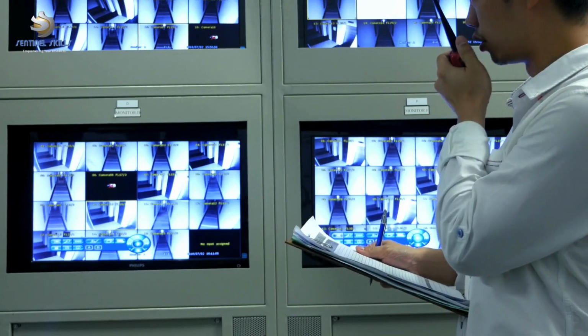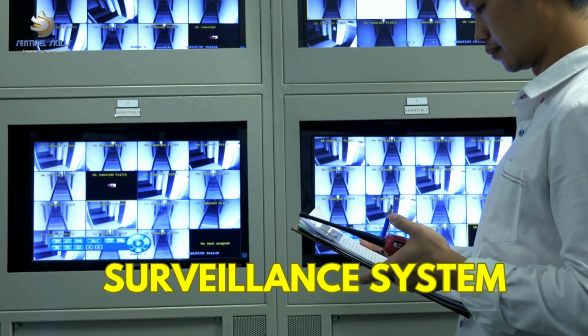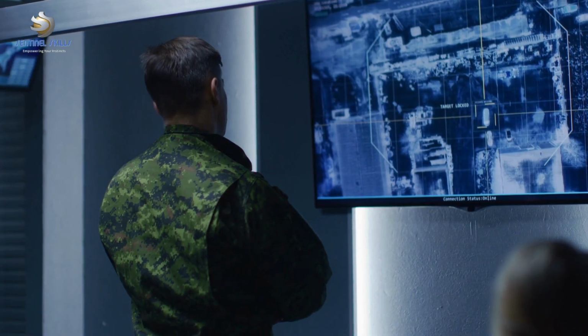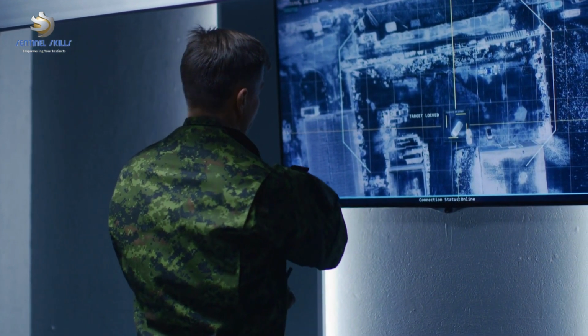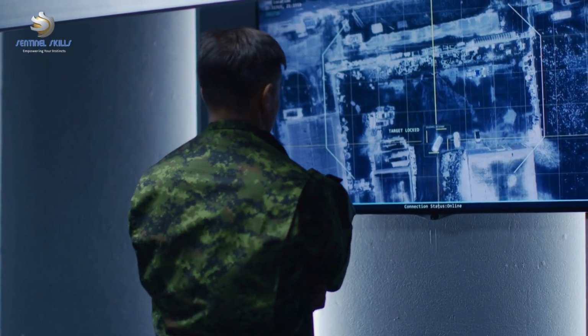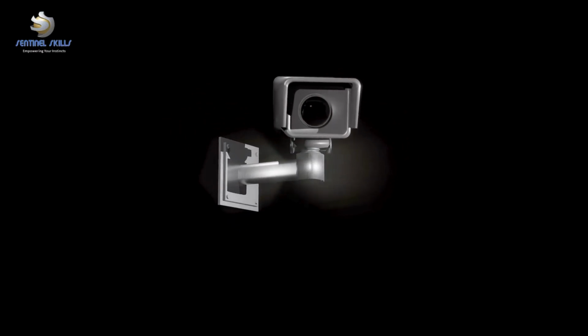In conjunction with access control, surveillance systems play a vital role in security. High-quality video surveillance can provide real-time monitoring of a facility, allowing for quick detection and response to any potential threats. It's like having an extra set of eyes that never blink.